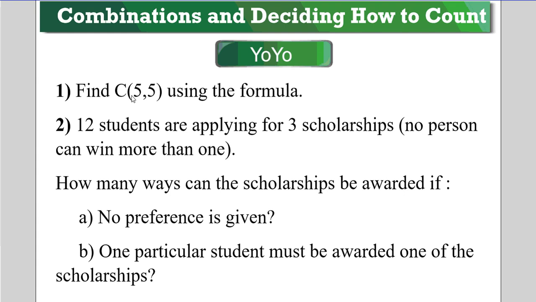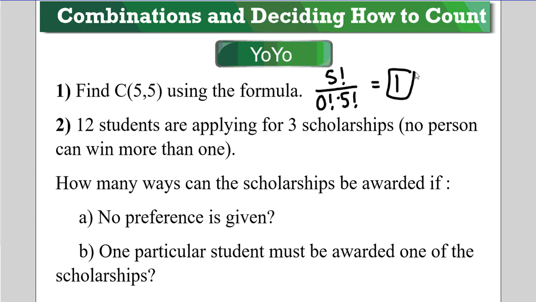Okay, first one, 5 choose 5. If you use the formula, you're going to get 5 factorial over 0 factorial, because everyone got picked, so no one didn't get picked. And there's 5 factorial ways to rearrange them, so that's actually just going to be 1. That should make sense. If there's 5 things, how many ways can I pick 5 of them? I just pick them all, so there's only one way to do it. Calculator will tell you the same thing.